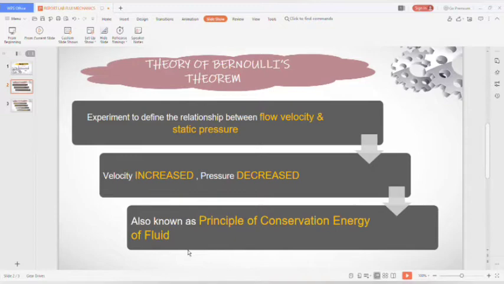Next point, the theory of Bernoulli theorem is also known as the principle of conservation of energy of a fluid. What is meant by conservation? Conservation itself means to save. This principle points out that we use it to save energy of a flowing fluid. So we minimize the energy to get the result. Let's move to the next slide.